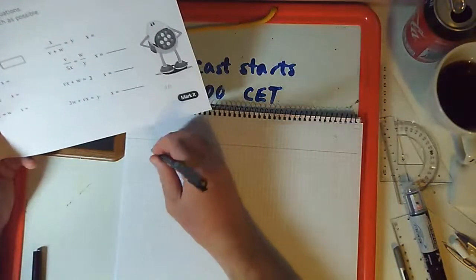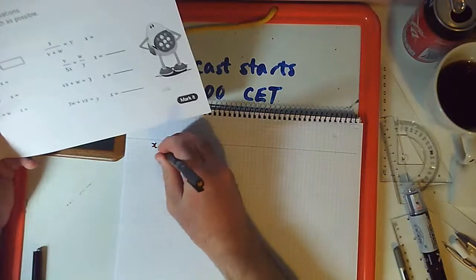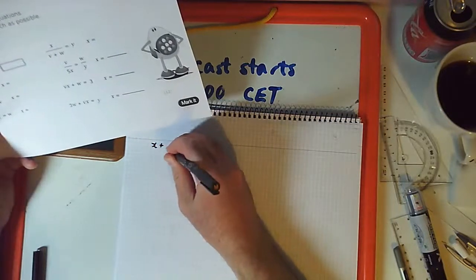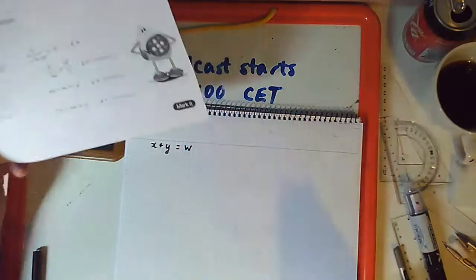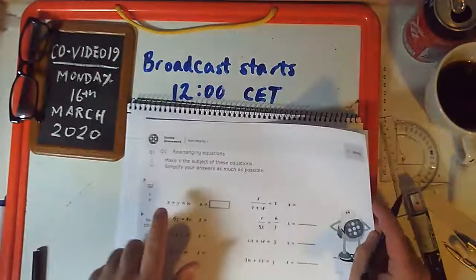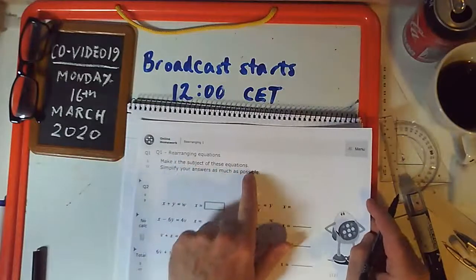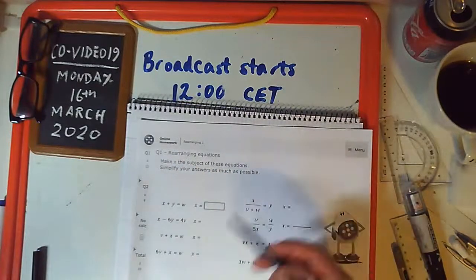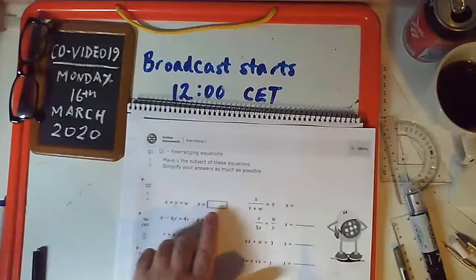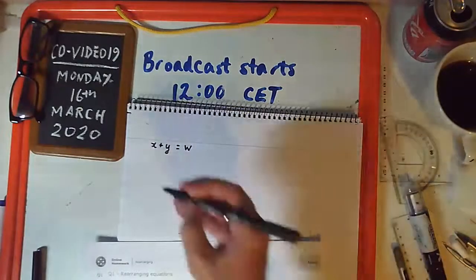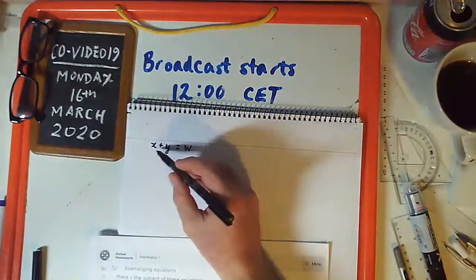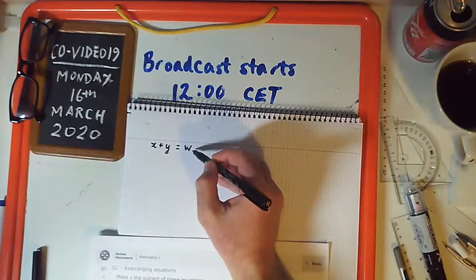So it starts off with some fairly simple ones. My first one, and remember, you won't necessarily get the same questions. It says make x the subject of these equations. What that means is rearrange them as x equals something with all the other letters. At the moment, the first one, quite easy, x plus y equals w.